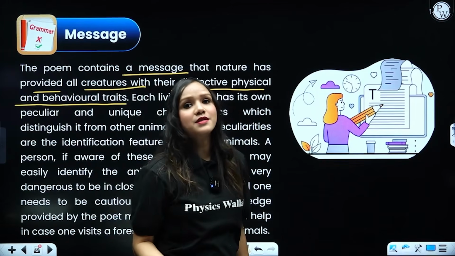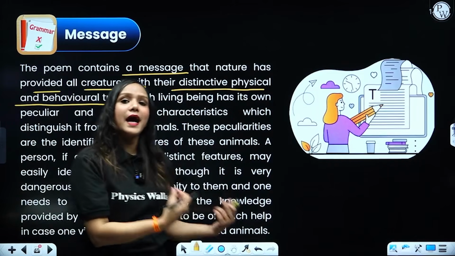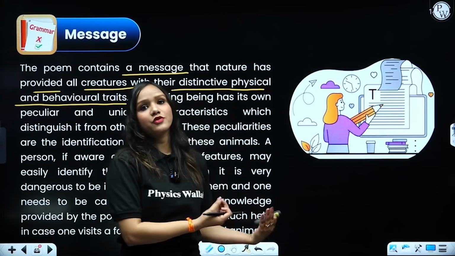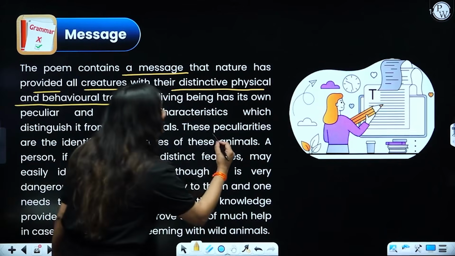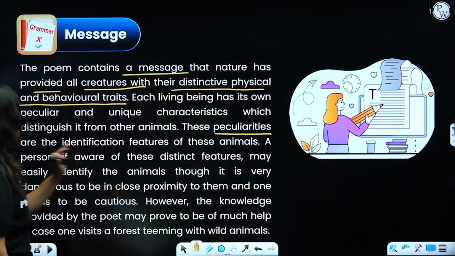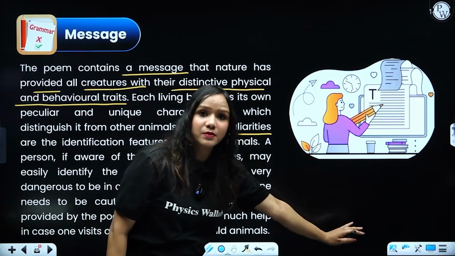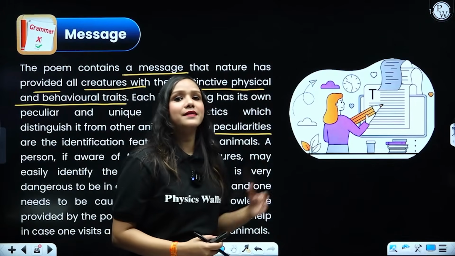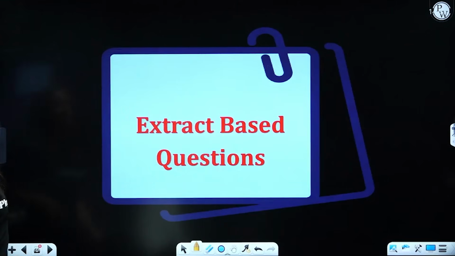Each animal is unique in its own way, just like we have seen in this particular poem. Every animal has a distinct physical feature which sets it apart from the rest of the animals. These peculiarities are the identification features of these animals. A person, if aware of these distinctive features, may easily recognize each and every animal. But even if you are not able to do it, the poet has already tried to make us understand.